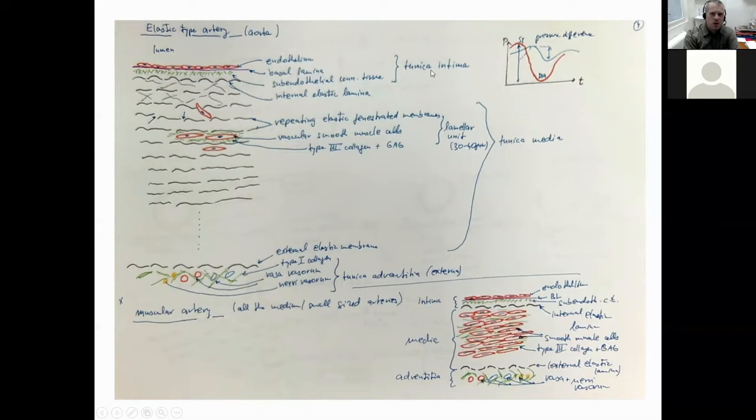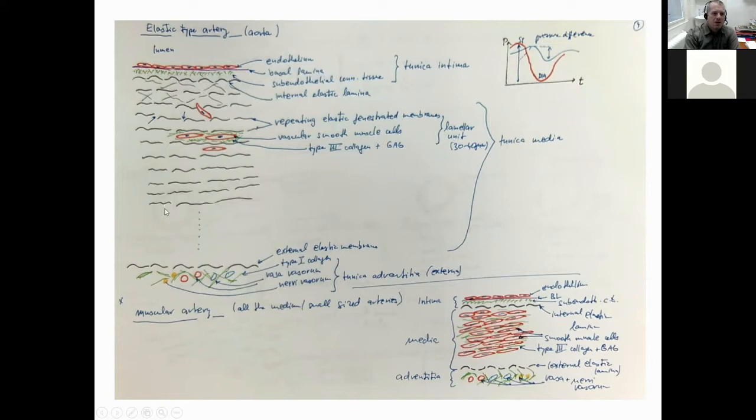What they have in common is this three-layered structure: tunica intima, the innermost layer, tunica media, the middle layer, and tunica adventitia, or externa, the outermost layer. It's the same, but the proportions of the layers are different. We start with the tunica intima, which is made of endothelium, one layer of flat cells, and the basal lamina and the subendothelial connective tissue, which normally is very thin.